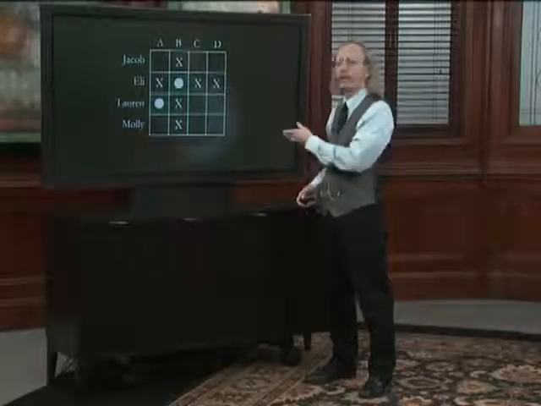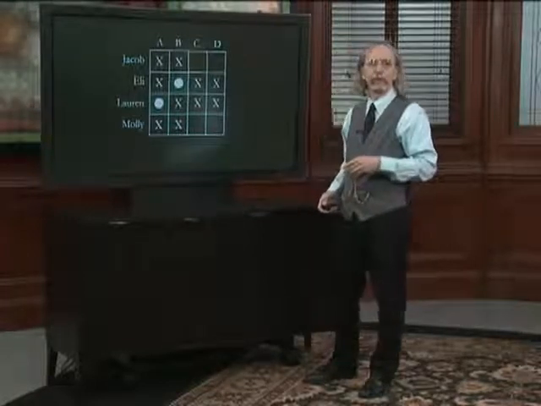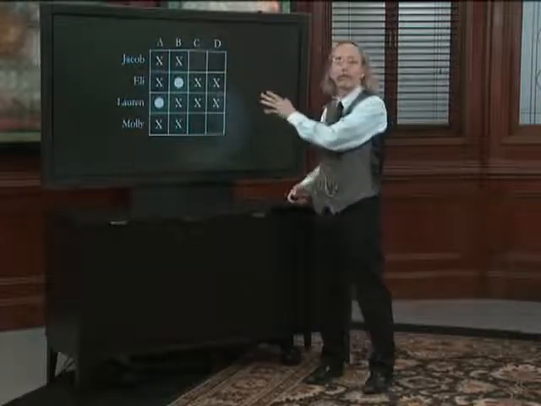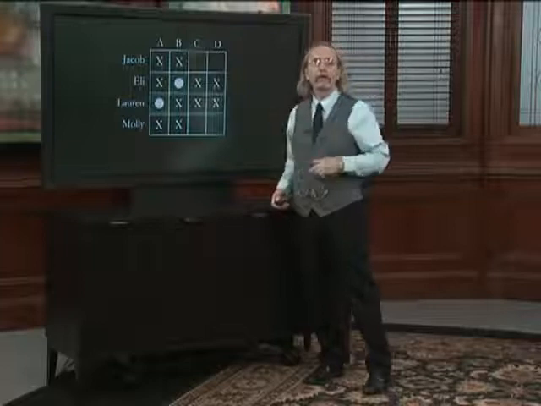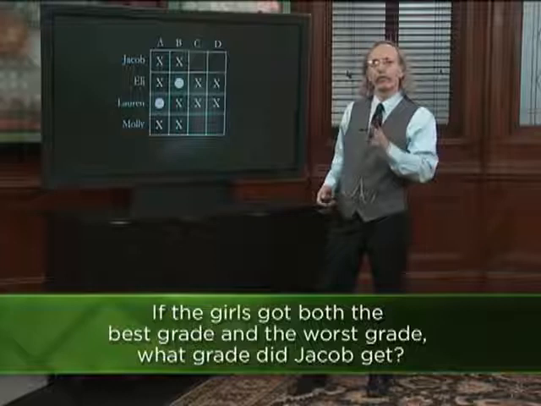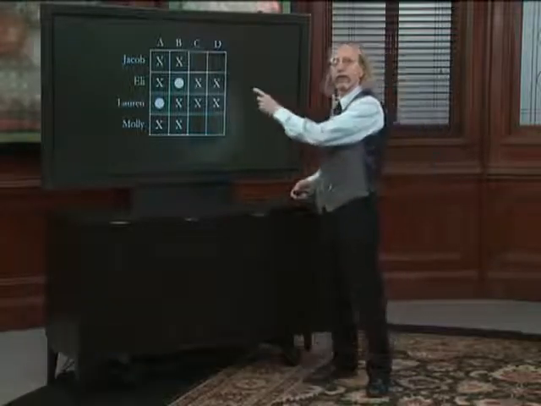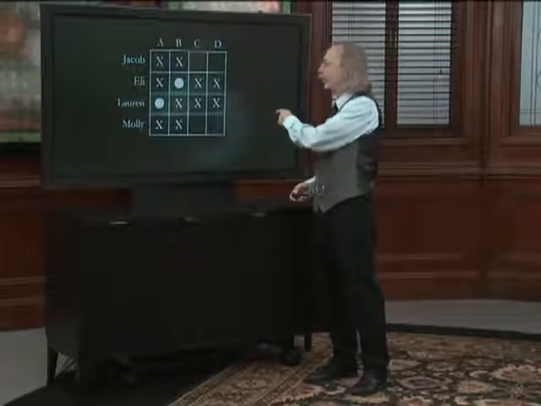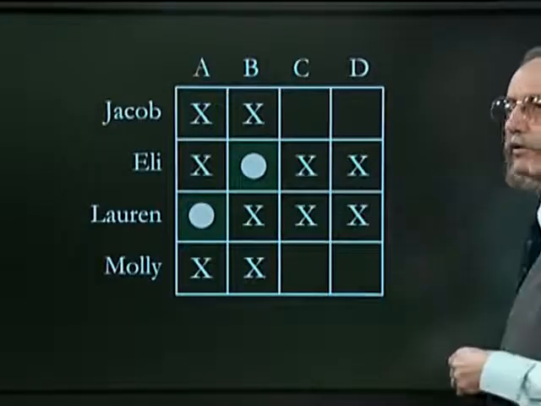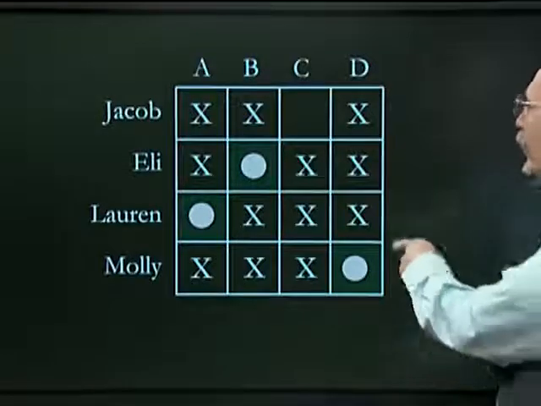Now, fill in the negative information. That's all the information we have. But now it's visual. We can literally see what we know and what we don't. So what about those two other questions? If the girls got both the best grade and the worst grade, what grade did Jacob get? Since Lauren got an A, that would mean that Molly got a D. That would X out everything on the graph except for one slot left for Jacob. He'd have to get the C.